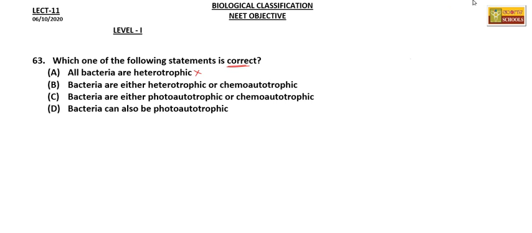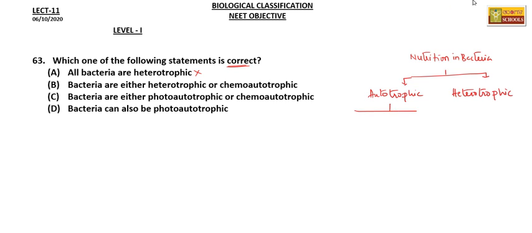So when coming to nutrition in bacteria, they have autotrophic and heterotrophic. Under autotrophic we see both photoautotrophic bacteria and also chemoautotrophic bacteria, right? So bacteria are either heterotrophic or chemoautotrophic. This is also a wrong statement.